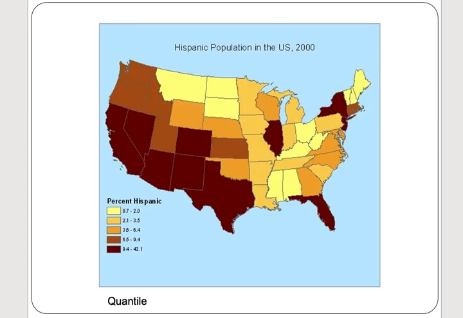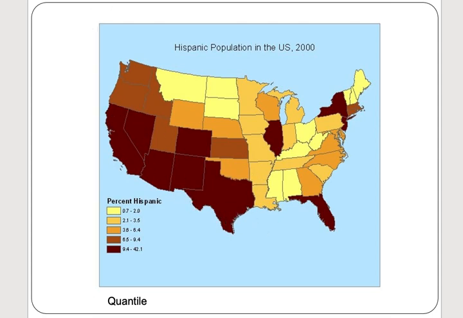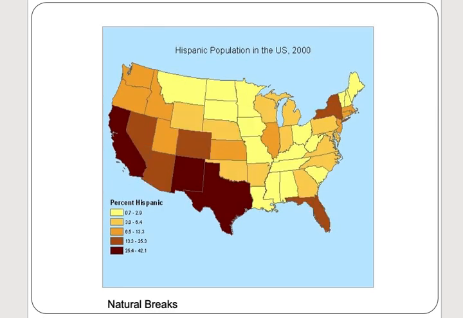Another data classification is the quantile. Again, we have 5 classes here, but we can see that our map for the Hispanic population shows more states with a higher Hispanic population compared to the natural breaks data classification.